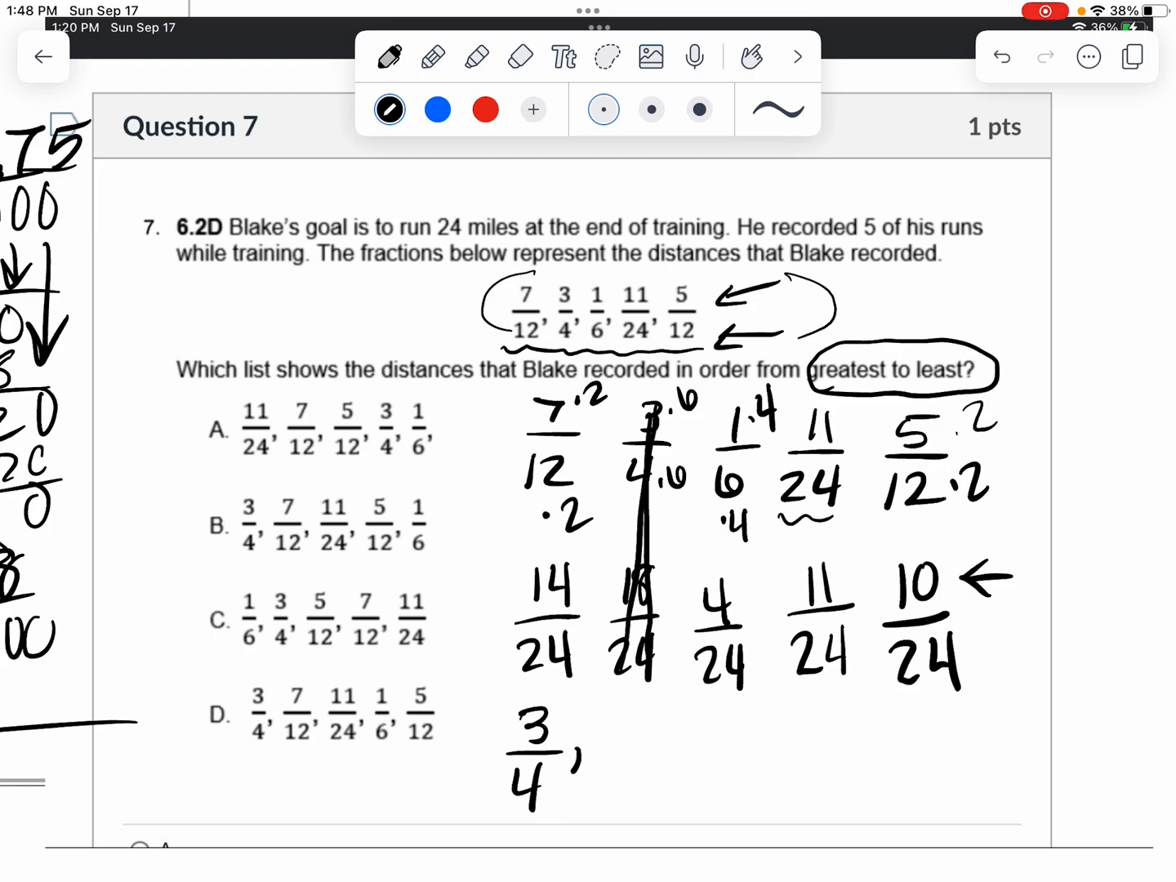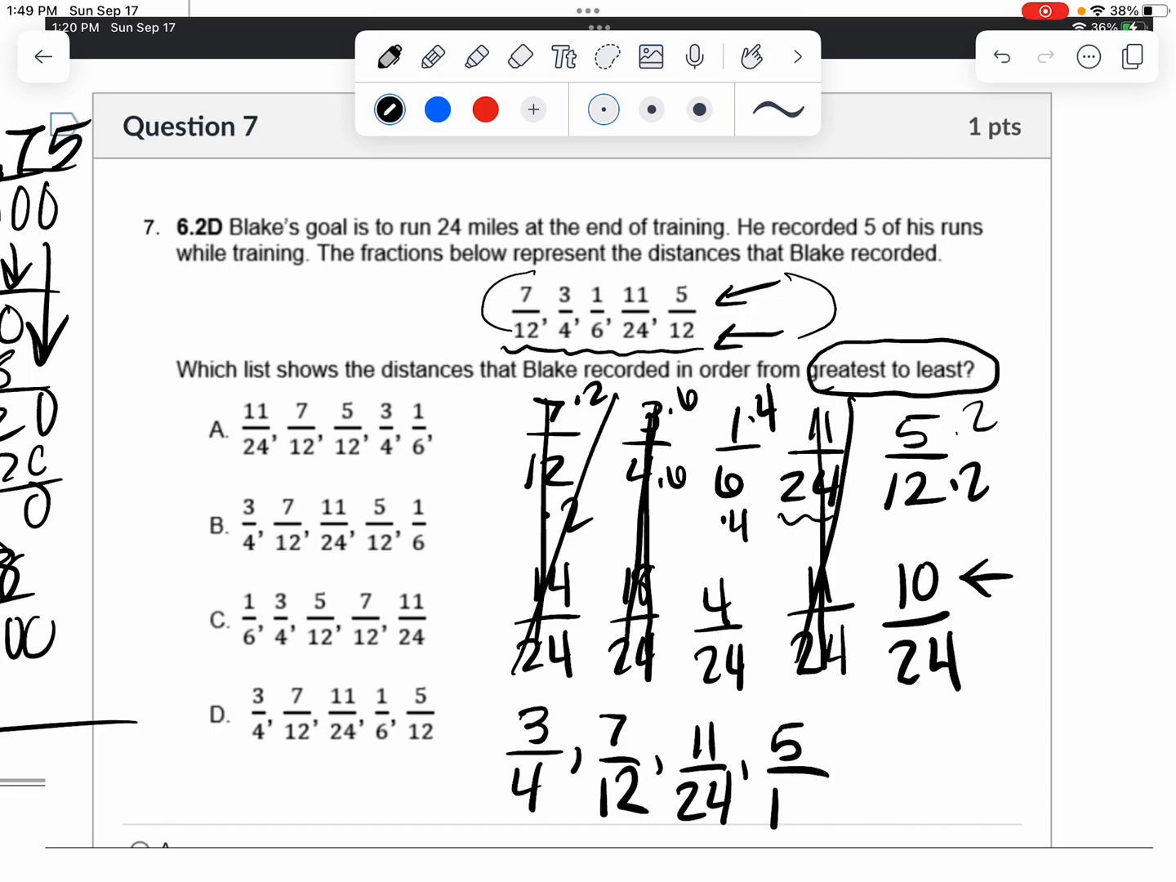And then next is going to be 14/24ths, which is 7/12. So I'm going to mark that out. Then I have 11/24ths. That one stayed the same, so I just copy that over. And then I'm going to have 10/24ths, which is 5/12. And then next, I'm going to have 1/6, which is 4/24ths.